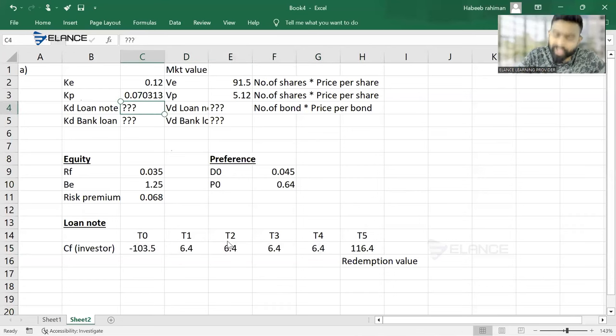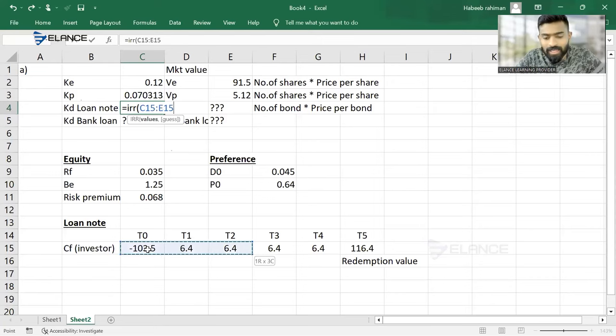There's a formula in the spreadsheet to solve that. Equal to IRR, bracket open. Select the cash flows from T0 to T last. Hold the shift key and press the right arrow key. You can select the right-hand side. Then close the bracket. The spreadsheet will provide the internal return.